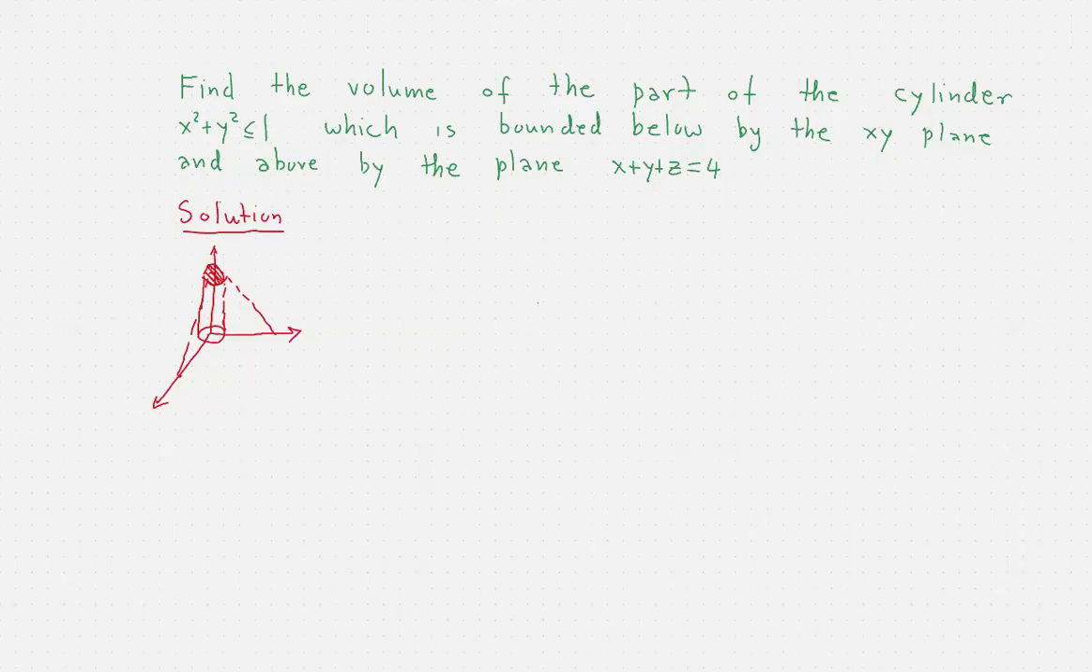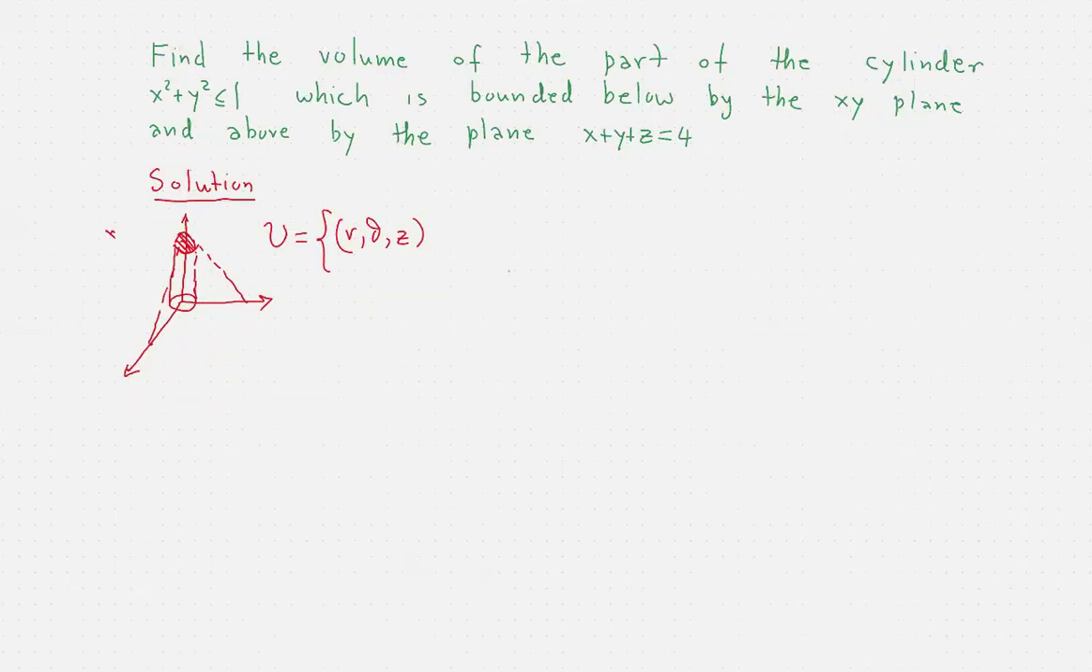And let's write this as, let's call it U. And let's try to represent it in terms of cylindrical coordinates. So we have all the r, thetas and z's. And now we said that this plane up here is x plus y plus z equals 4. So if we solve for z, we get 4 minus x minus y. However, everything needs to be in terms of r, theta and z.